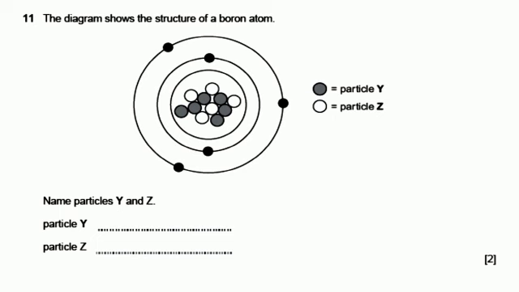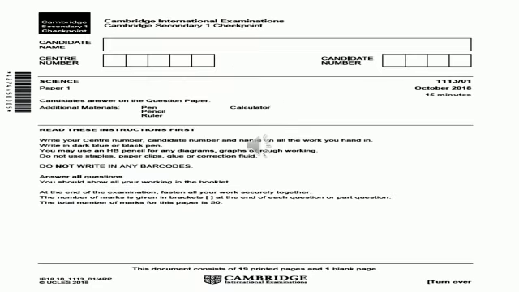Question 11. Name particle Y and Z. In the nucleus, how will you differentiate between the protons and the neutrons? The number of the protons is equal to the number of the electrons. Here the electrons are 5 and the white circles are 5. So here Z will be protons and Y will be neutrons. Now we will answer exam October 2018.